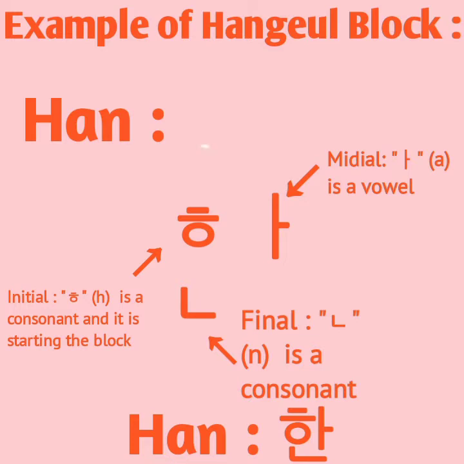The first alphabet is the consonant Hieut and it is starting the block, so it is an initial. The next is A. In Han, the next is A, which is a vowel. As you all know, it sounds A and it's a medial, because it is in the middle. The last one, which is called final, is N, Nieun, which is a consonant and it is ending the block. So this is an example of a Hangul block.